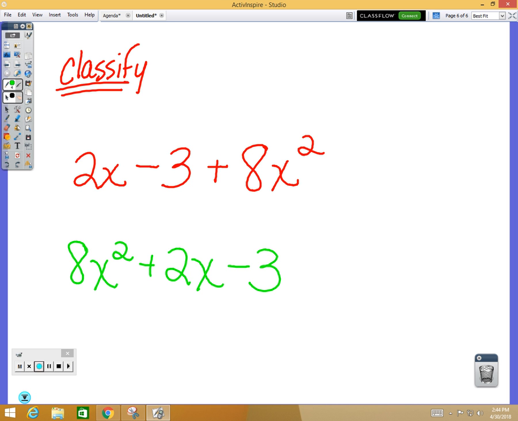Alright, so there's standard form, right? What's the degree of this polynomial? 2. 2 is the highest degree. So the degree is 2. And when the degree is 2, look on your notes that you just wrote. What is that called? Quadratic. The degree of 2 is called a quadratic.